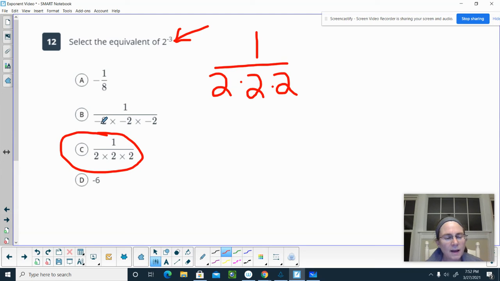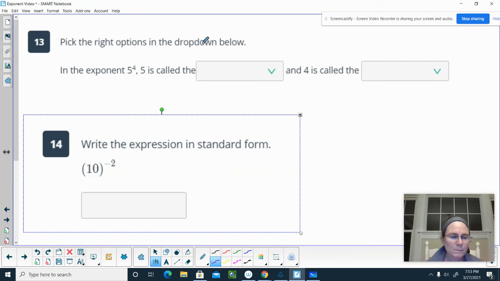Now B has -2 times -2 times -2, which is not correct because our base is not -2. Our base is +2. It's only our exponent that's negative. Our exponent being negative only means that we're going to put a 1 in our numerator. Everyone was pretty good at this one.